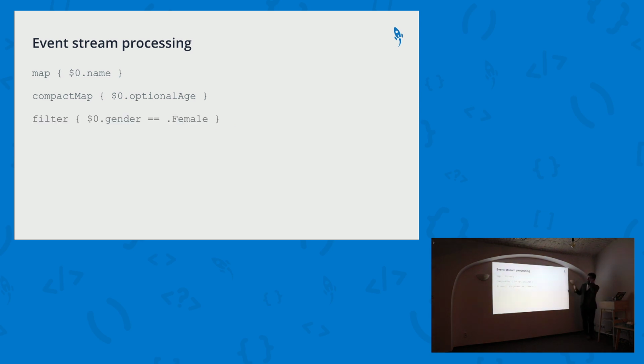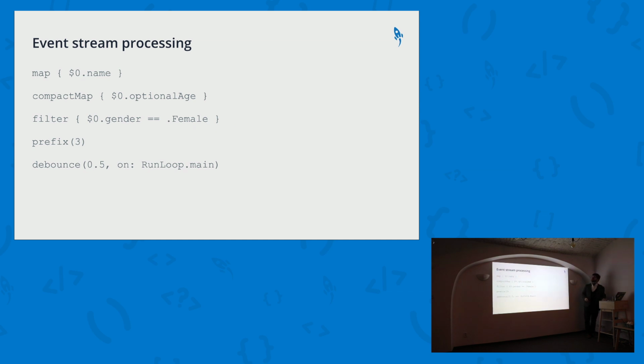Then we have, for example, filter, which does pretty much what it says. We have prefix, which is again something which we would expect on an array, but wouldn't expect on, let's say, an event stream. And what it does is it sends only the first 3 events from the stream and then cancels the stream.